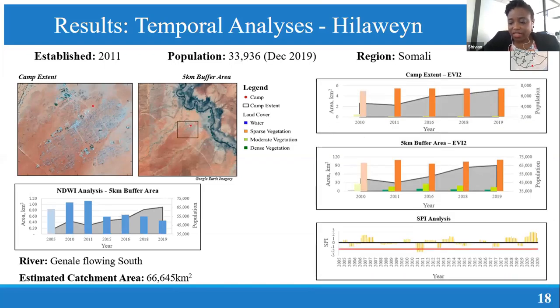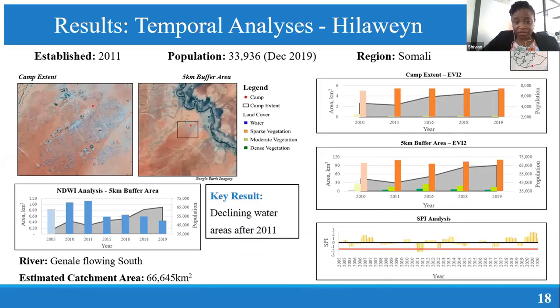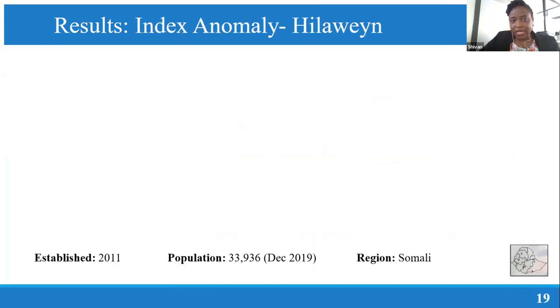When it came to further analysis of the areas, virtually not much information could be extracted because it's predominantly sparse vegetation. And so we can see that this methodology was not very good for the dry or arid context. The key result we got from this camp is that there was declining water areas after 2011. Detailed hydrological analyses are needed though to confirm the extent and also the causes of this decline. Of course, we cannot confirm that this is due to the refugee camp or even surrounding population because of the large catchment area contributing to the water that we are seeing.